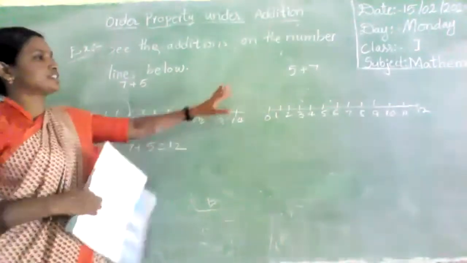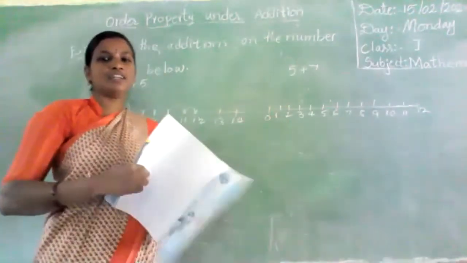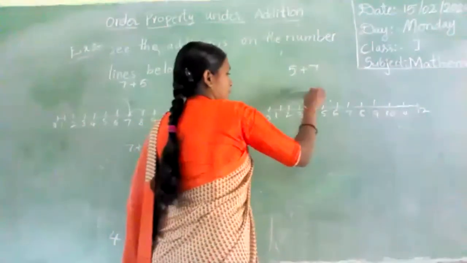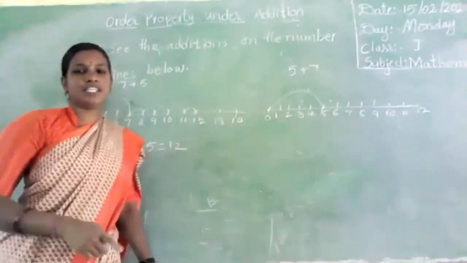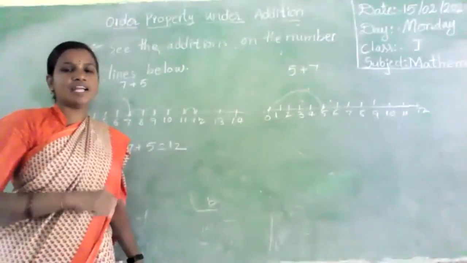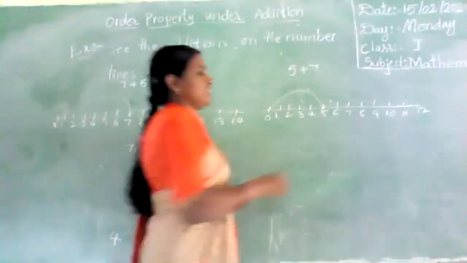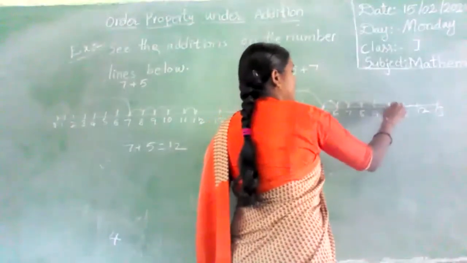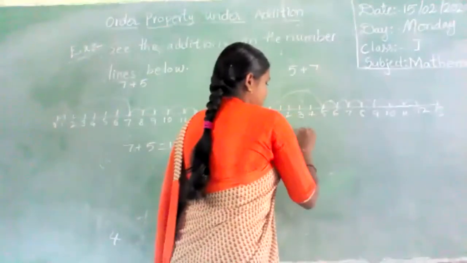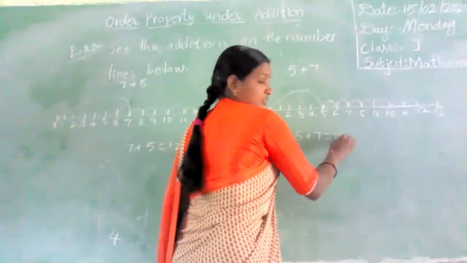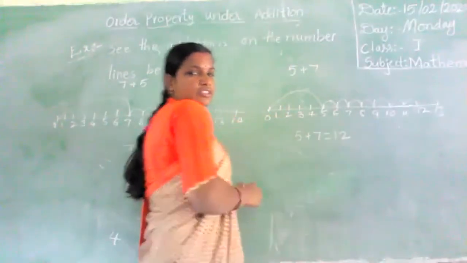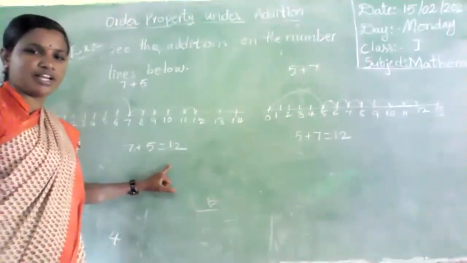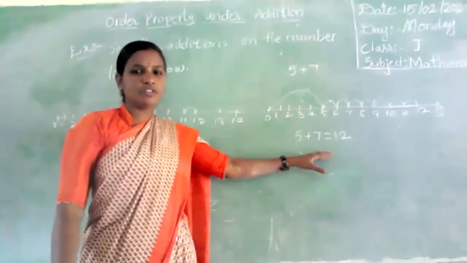Okay. Next, 5 plus 7. First we have to take 5 steps. How many steps? 5. So 0 to start. 5 steps. Then we add 7 steps. How many? 7 steps. 1, 2, 3, 4, 5, 6, 7. So 5 plus 7 is equal to 12. What do you find? 7 plus 5 is equal to 12. 5 plus 7 is equal to 12.